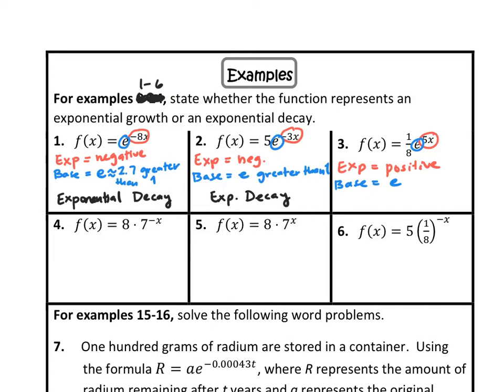So here's where things change. Here we're looking at the fact that the exponent is positive and the base is greater than 1, but because the exponent is positive, we have exponential growth. We have exponential growth.